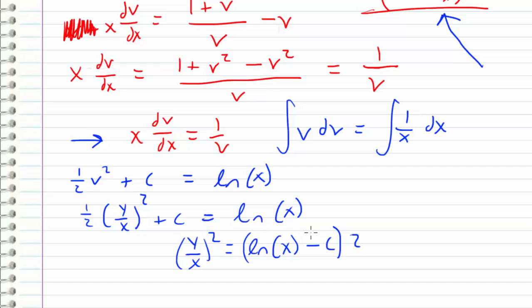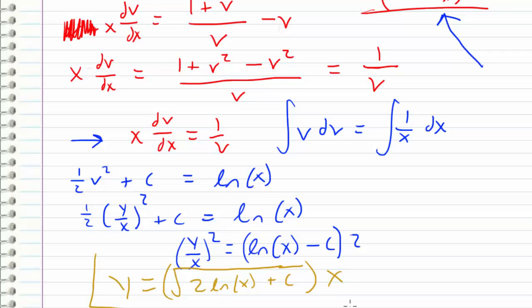And then I can take the square root of both sides and multiply over by x, and what I'm left with is y is equal to the square root of 2 times the natural log of x plus an arbitrary constant, where this constant absorbs the negative sign and the factor of 2. Since it's arbitrary, I'm just going to write it as c. And then all of this times x. So this would be the solution to the differential equation that we started with, which was dy/dx is equal to (x² + y²)/(xy).